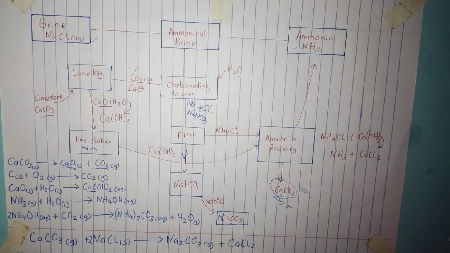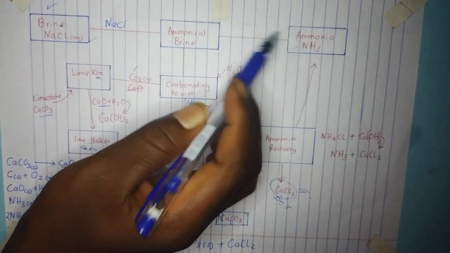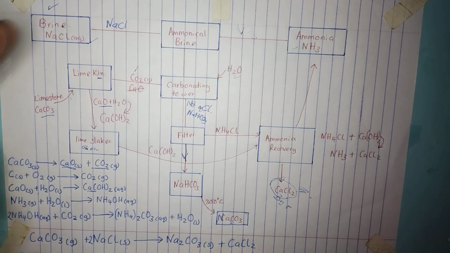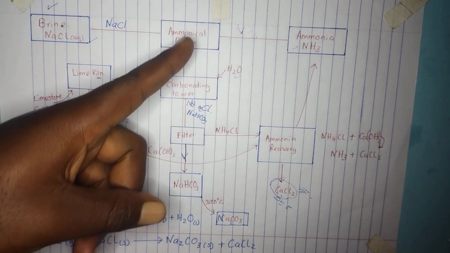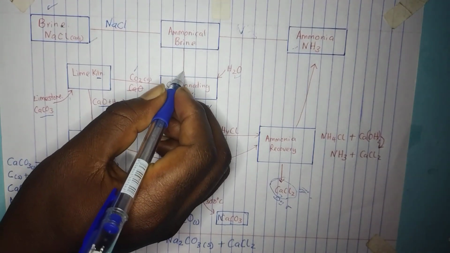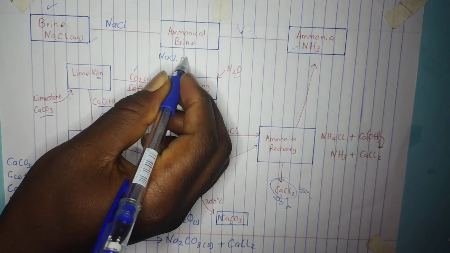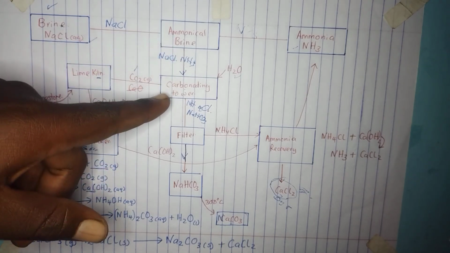So in the first reaction, in the chamber here, brine, which is concentrated sodium chloride, is mixed with concentrated ammonia. That is the first reaction. When they are reacted, you'll get ammoniated brine. Ammoniated brine is a concentrated solution of sodium chloride with ammonia. It has no formula, but I'll just use this to explain. So ammoniated brine is taken to the carbonating tower.